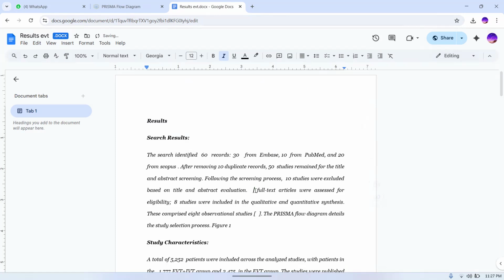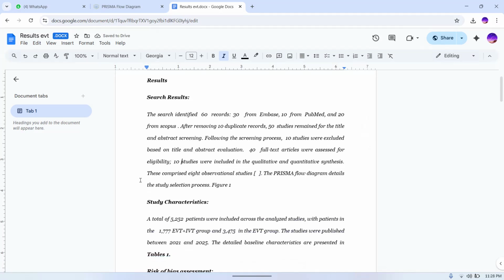40 full texts were assessed for eligibility, and finally 10 studies were included in the qualitative and the quantitative synthesis. In the last paragraph you would have to write how many studies. Let's say, these studies comprised 8 observational studies and 2 randomized controlled trials. So this line you would write about the study design.